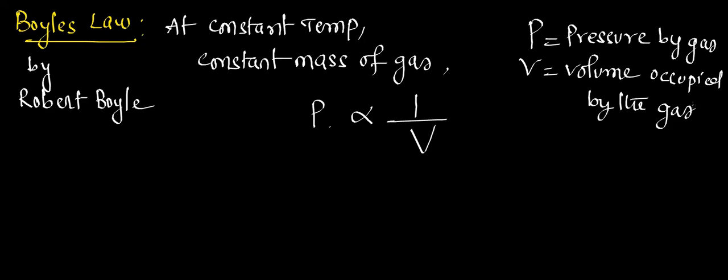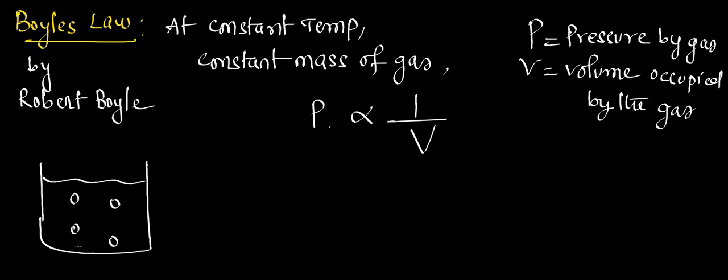Why is it so? Because you just take a container. This is the space you have provided for the gas molecules. Now they are very free to move, they have more space. So what happens? If you take a small area, the number of molecules is less. Only very few molecules go and hit the walls of the container. That's why pressure will be less.